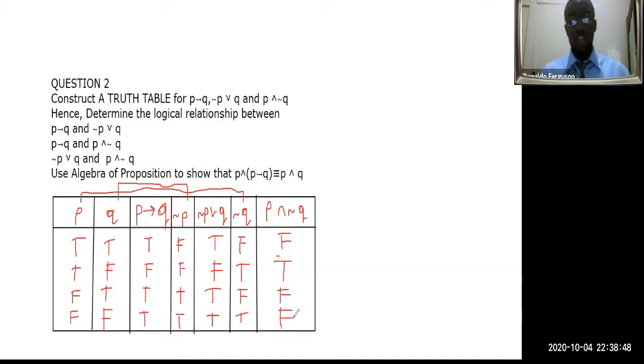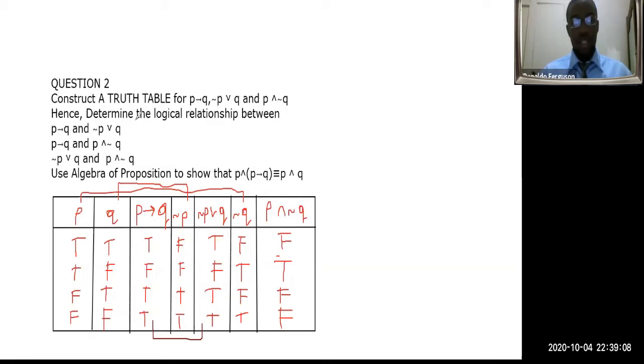So now let's determine what we have. Now let's look at the truth table for P implies Q and the truth table for not P or Q. So looking at the two of them, P implies Q and not P or Q, the truth tables are the same.